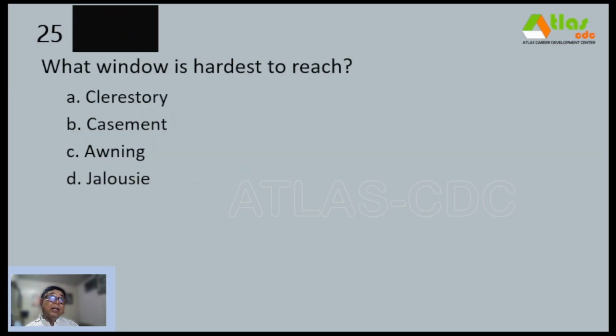25. What window is hardest to reach? A. Clerestory. B. Casement. C. Awning. And D. Jalousie.